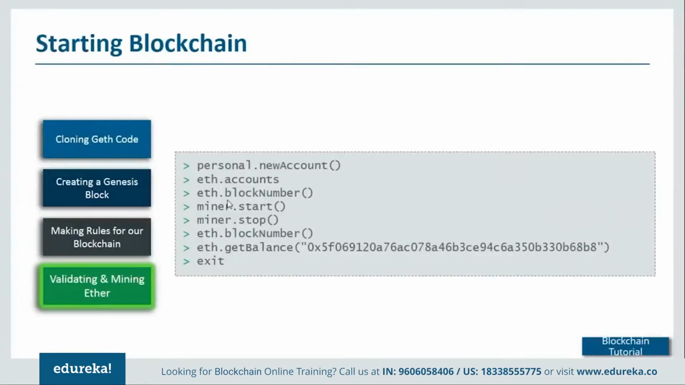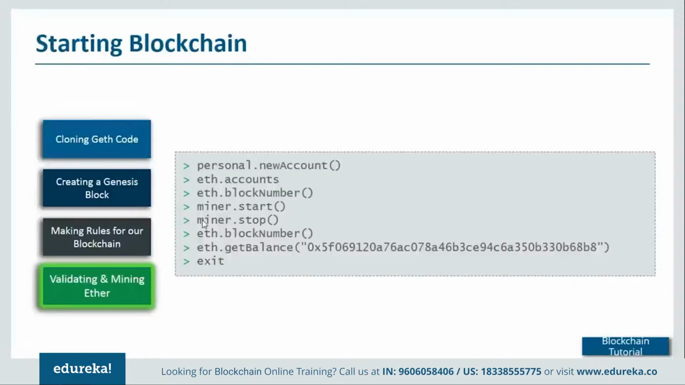Now the first command that we need to execute is personal.newAccount. Now this creates a new account as part of your blockchain which has a specific wallet attached to it. So every time that the blockchain mining happens, the wallet gets updated with respect to the Ether value. Apart from that, the next command is eth.accounts, which will help you check the various accounts which are part of the blockchain. Then you have eth.blockNumber. Now this helps you identify the total number of blocks which are part of your present blockchain.